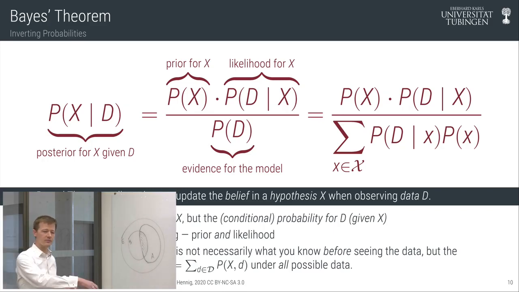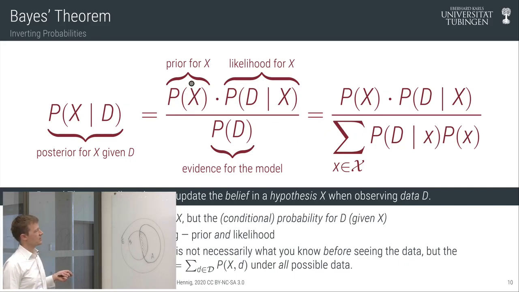So all possible elementary events, if you like, or also elements of the sigma algebra that are mutually distinct and together make up X, by summing out over all of these possible X's.